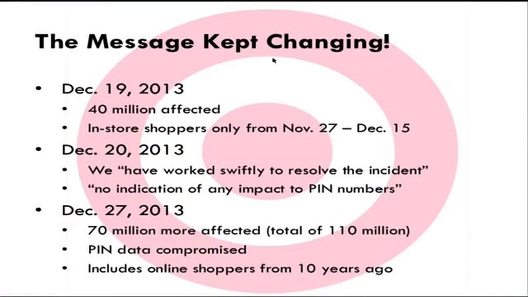On December 20, Target came out, their CEO, and said, we've worked swiftly to resolve the incident. There's no indication of any impact to PIN numbers. Now, the reason why everybody was worried, of course, about debit cards and PIN numbers is from a consumer standpoint, if your credit card is stolen, you aren't going to be on the hook for any liability for the most part. Typically, no liability to the consumer. However, if a criminal got your debit card and your PIN number, they could go in and drain your bank account. Now, if there's fraudulent activity, most likely your bank is going to give you the money back, but that could take a while while they investigate. So debit cards, I'm not a big fan of.